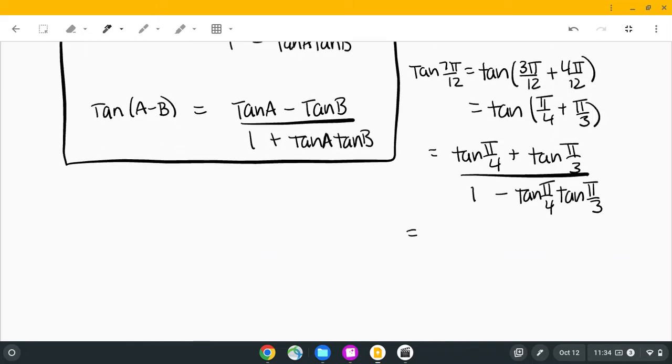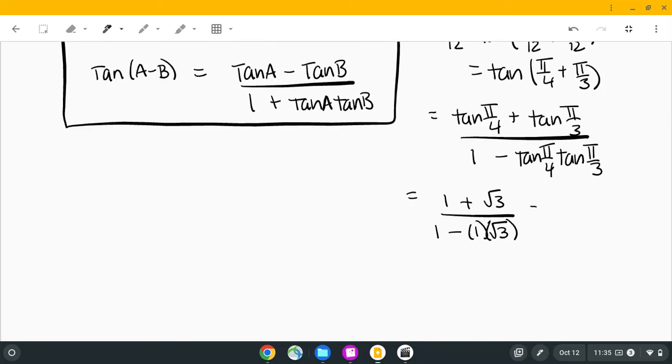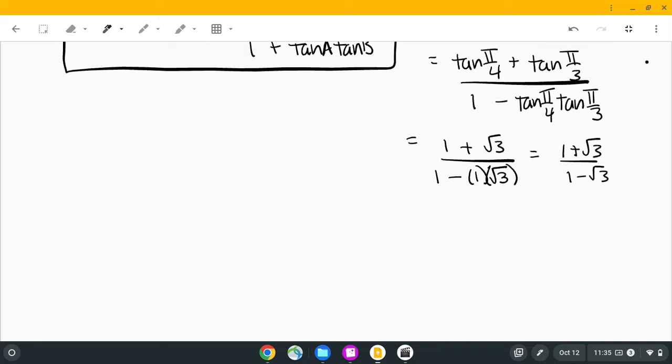And so tangent of pi over 4 is 1. Tangent of pi over 3 is square root 3. We have that 1. And then we take the product of the two above. Okay? So then here, we get 1 plus square root 3 all over 1 minus square root 3. Okay, I don't know where WebAssign wants you to stop with your answer. Try this one when you enter it.